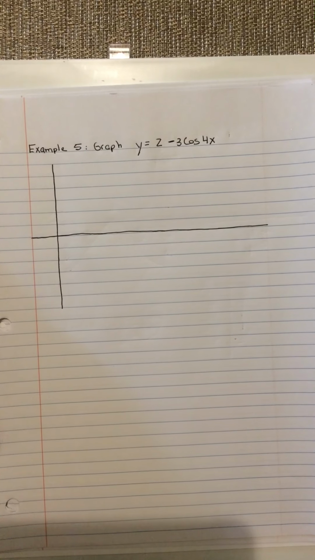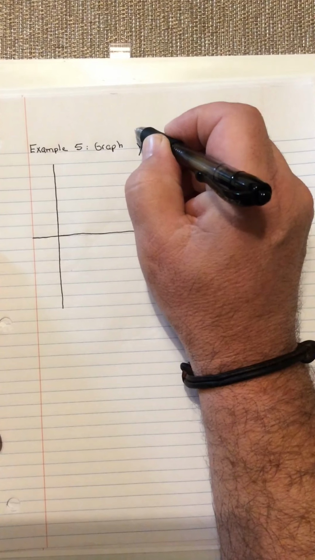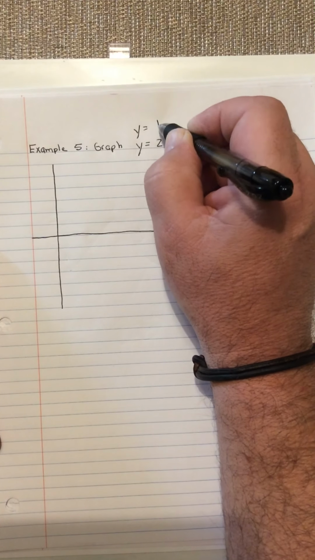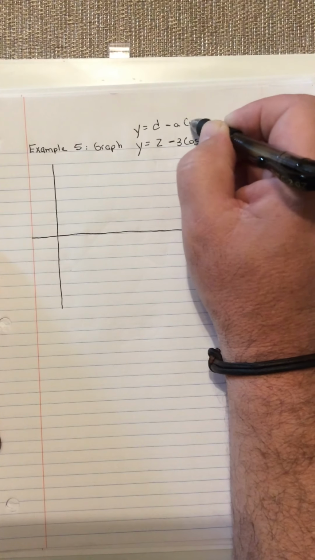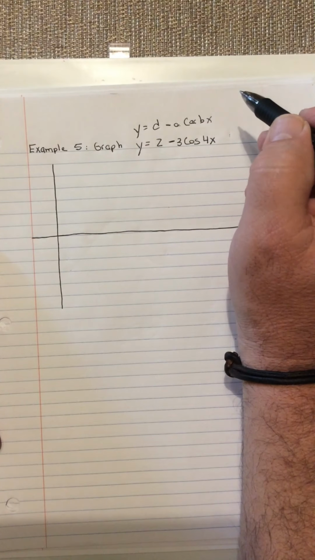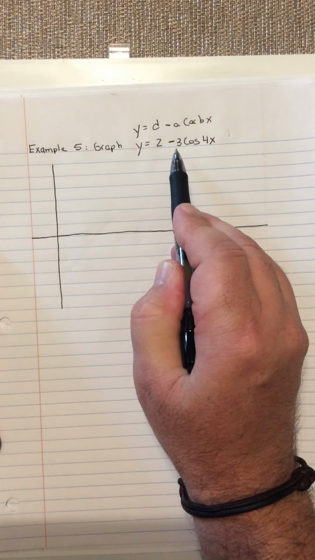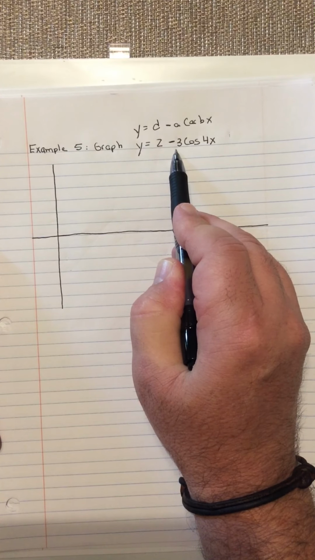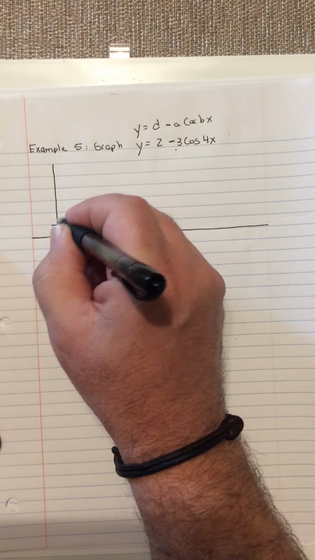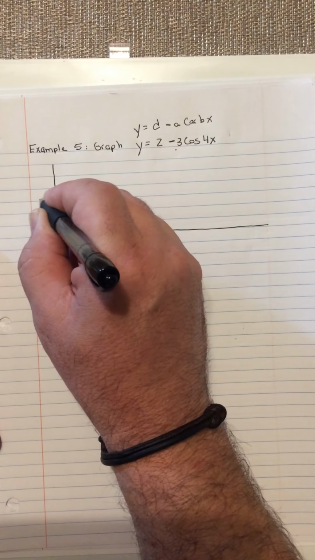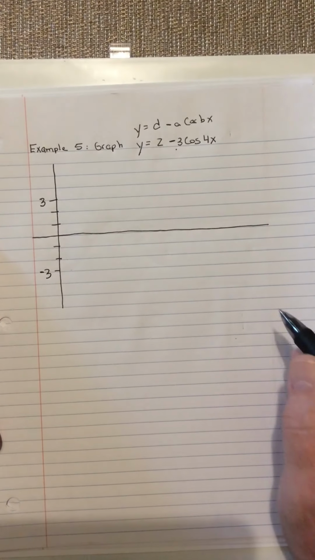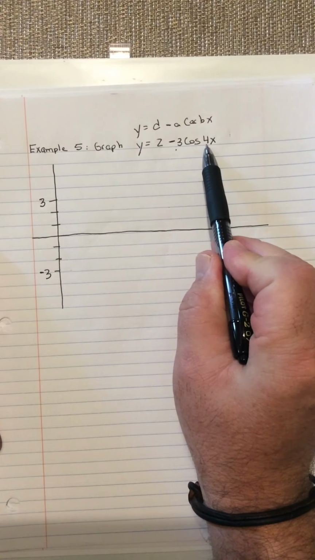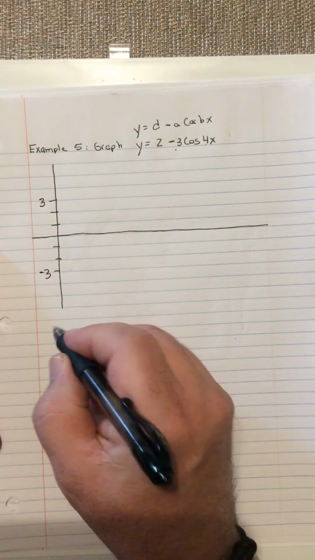One last example with vertical shifts and reflections. Notice this time I have it written y equals d minus a cosine bx. So my amplitude is the absolute value of -3, so it's 3. So there's my amplitude. My period is always 2 pi over that number.